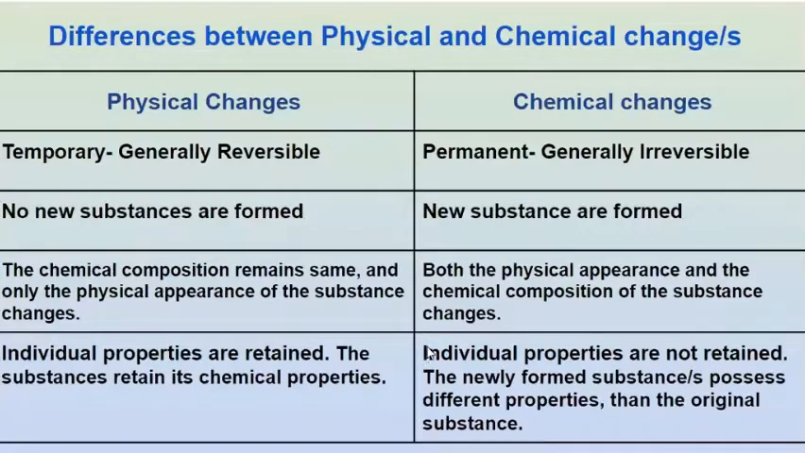Now let's come to the most important part, which is the difference between physical and chemical changes. The first difference is that physical changes are temporary and are generally reversible, whereas chemical changes are permanent and generally irreversible. No new substances are formed in physical change, whereas in chemical change, new substances are formed. The chemical composition remains the same, and only the physical appearance of the substance changes in physical change. But in chemical change, both the physical appearance and the chemical composition of the substance change. In physical change, individual properties are retained because the substances do not change their chemical composition. Whereas in chemical changes, individual properties are not retained because the newly formed substances possess different properties than the original substance.